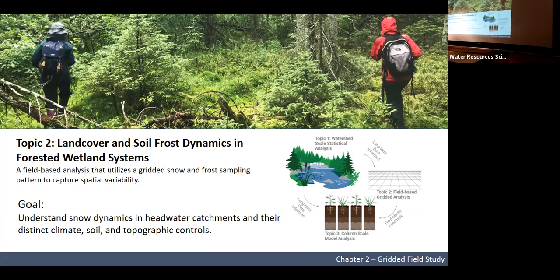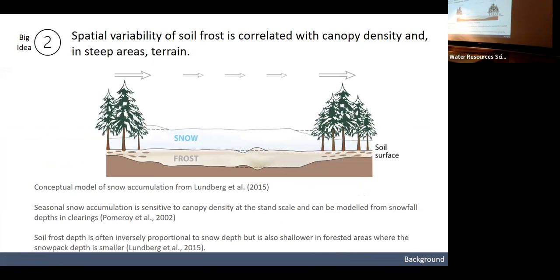And so what we are doing here is really trying to correlate distinct watershed and climate and topographic controls on the accumulation of snow and the formation of soil frost. So just a little background on this. Generally, we know that there's a pretty coupled relationship between snow and soil frost.